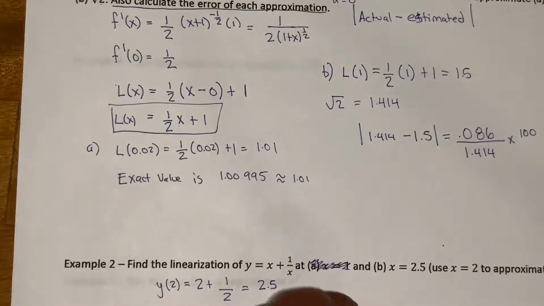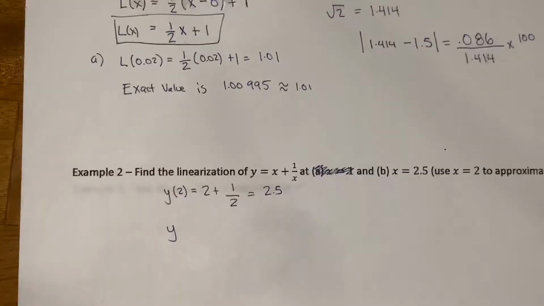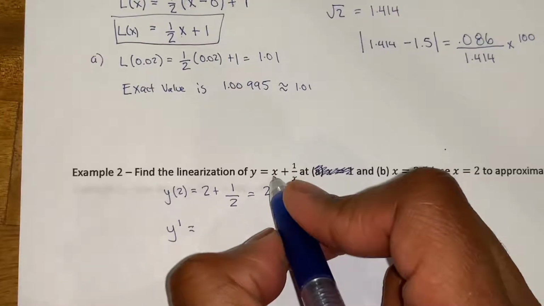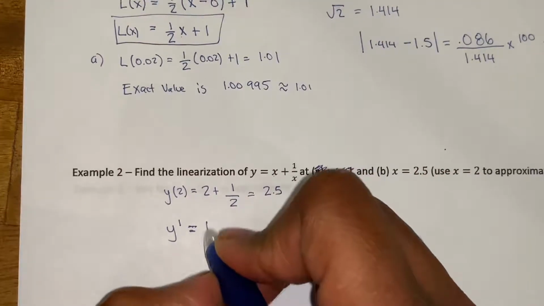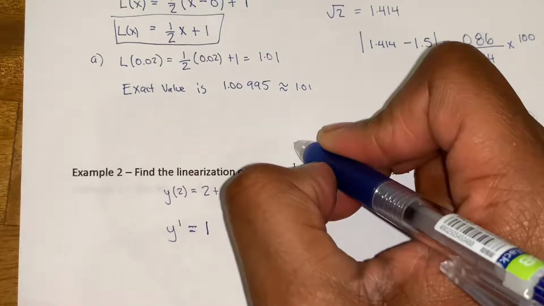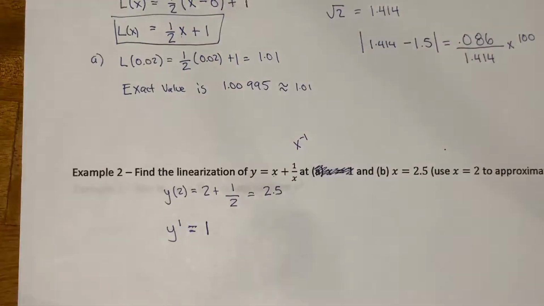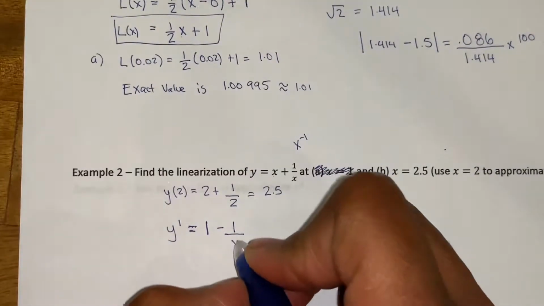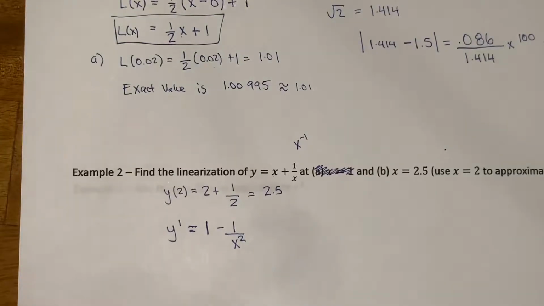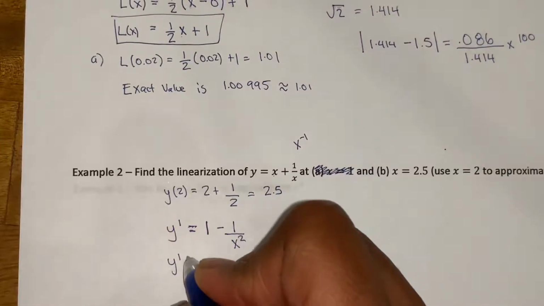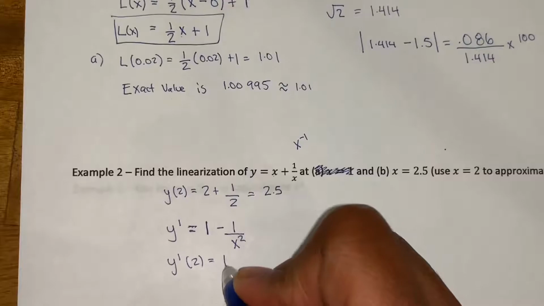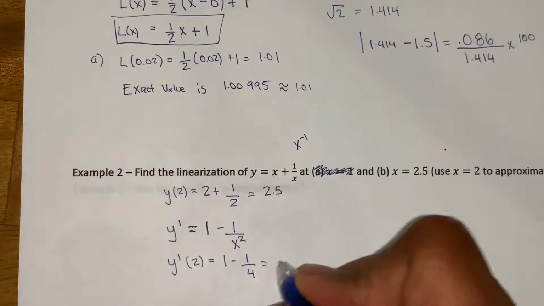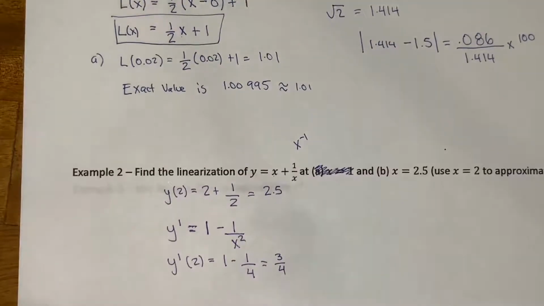The second thing is we need the derivative. So y prime equals the derivative of x, which is 1. And 1 over x is the same as x to the negative 1, whose derivative is negative 1 over x squared. The slope when x is 2 is 1 minus 1 over 2 squared, which is 4. So 1 minus a fourth is 3/4.